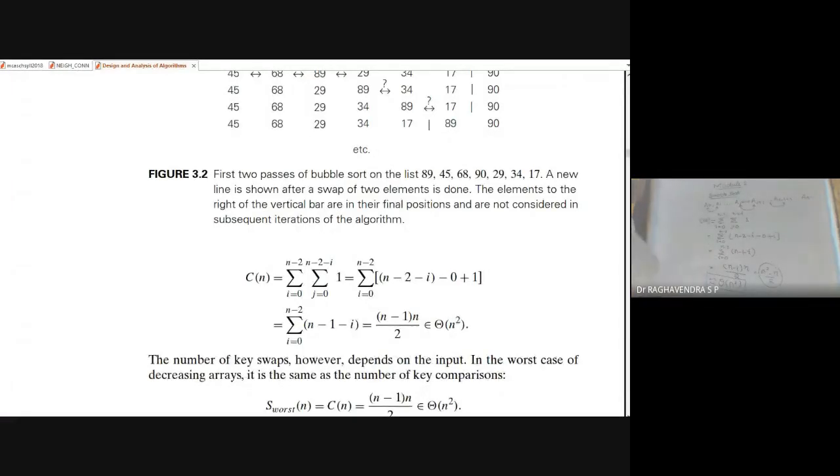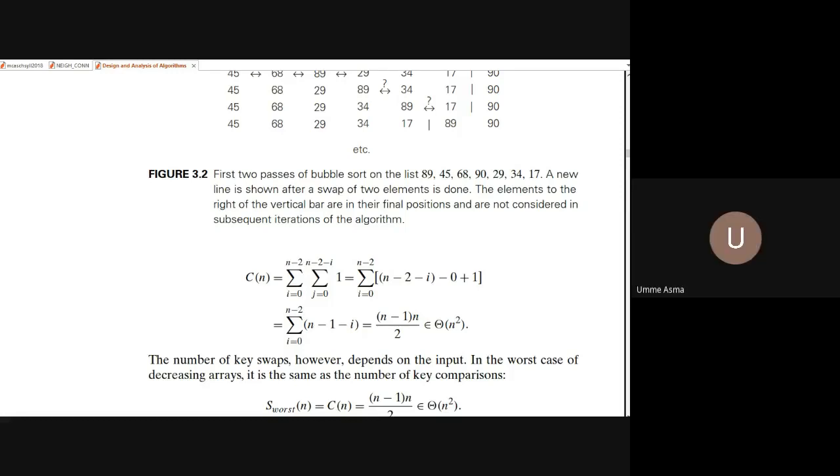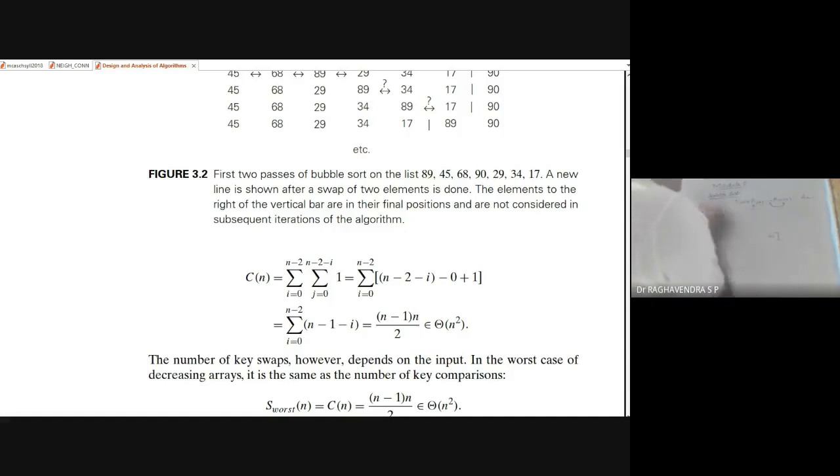Did you write it down? Can I rub this? Did you write it? Yes, sir. Now we'll take an example for this bubble sort.